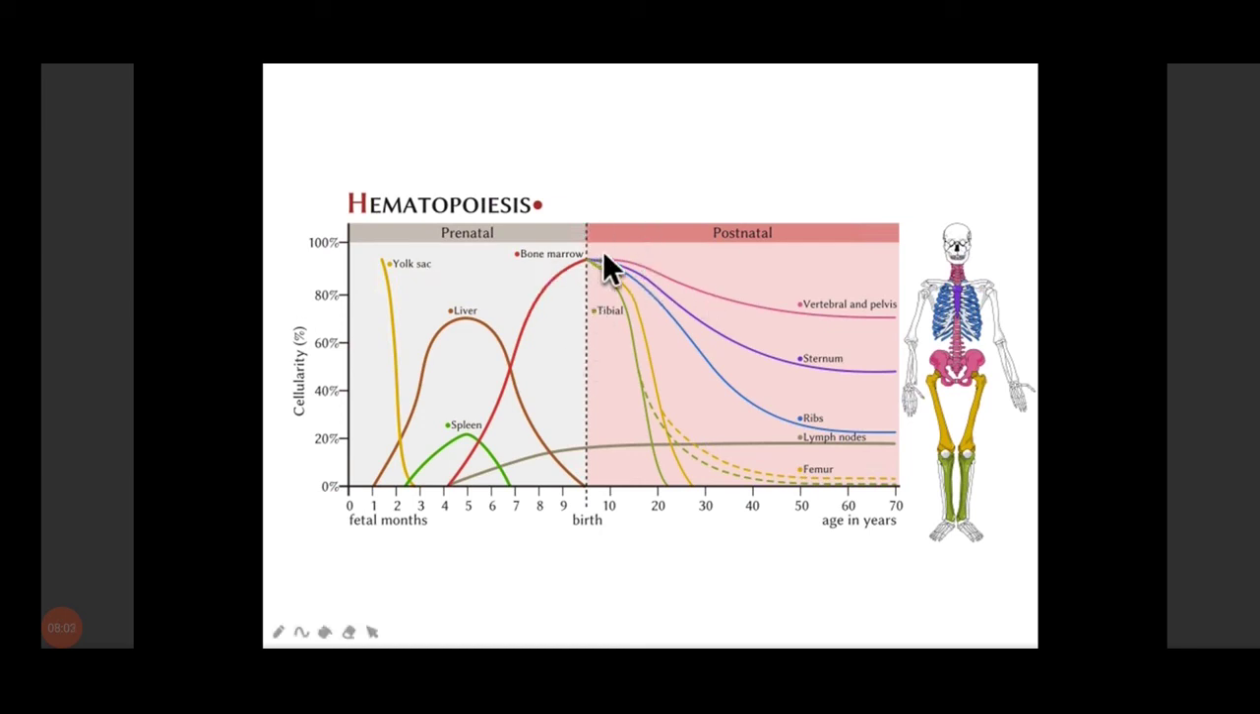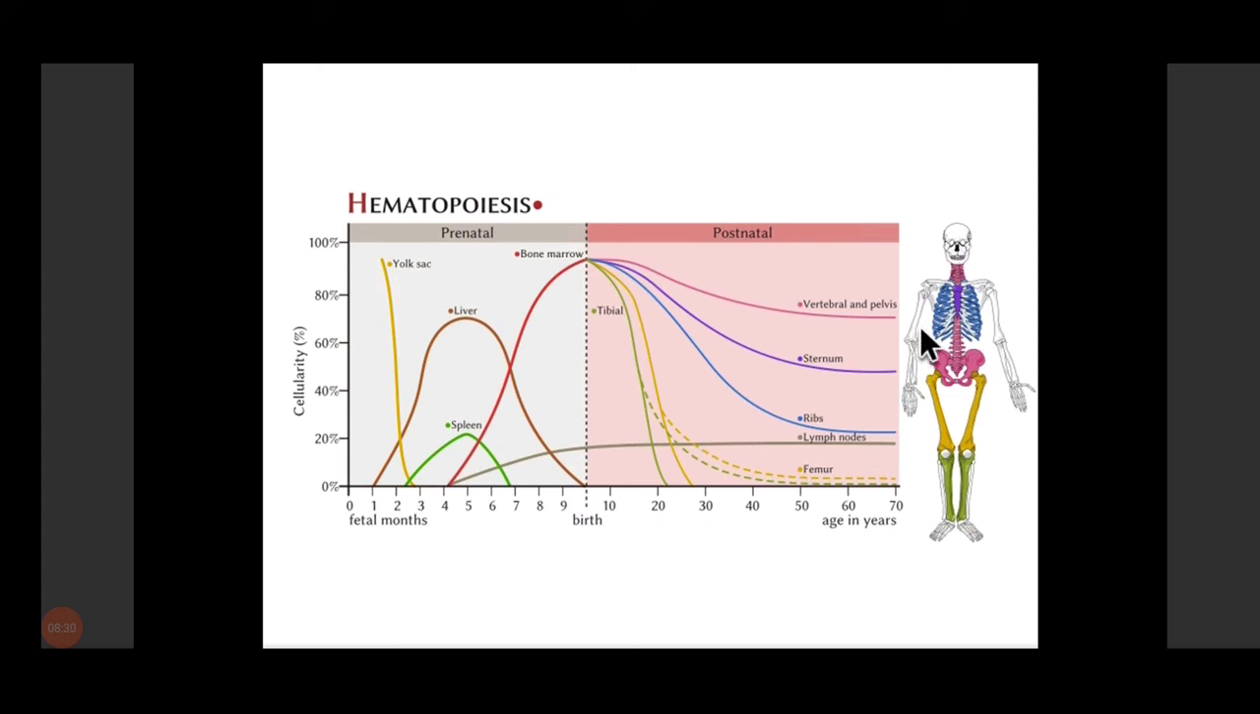Among the marrow, which sites are important? The vertebra, the pelvis, and the sternum. These are sites from which we can take out the marrow. In the pediatric age group, you must have heard of the tibial tuberosity, from where we do the bone marrow aspiration. So in the pediatric age group, we can take it from the tibia. However, the most common site is your pelvis.